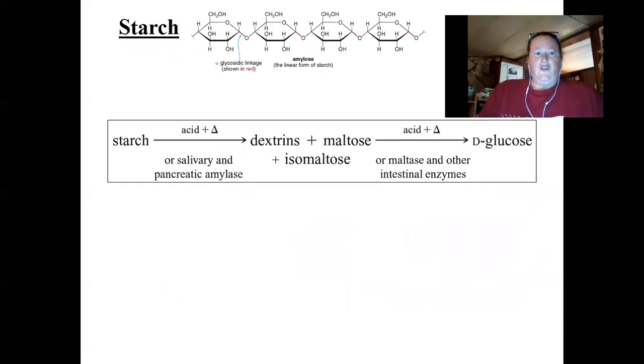So when we consume starch, the first thing that happens is in our salivary glands, we have an enzyme called amylase. And so we have salivary amylase, and then there's also pancreatic amylase. So once this process starts, the breakdown starts in our saliva as we're chewing. It starts to break down, and we start to get some hydrolysis.